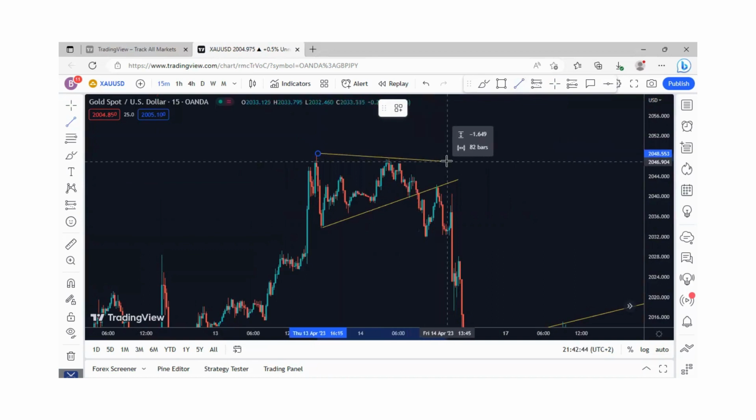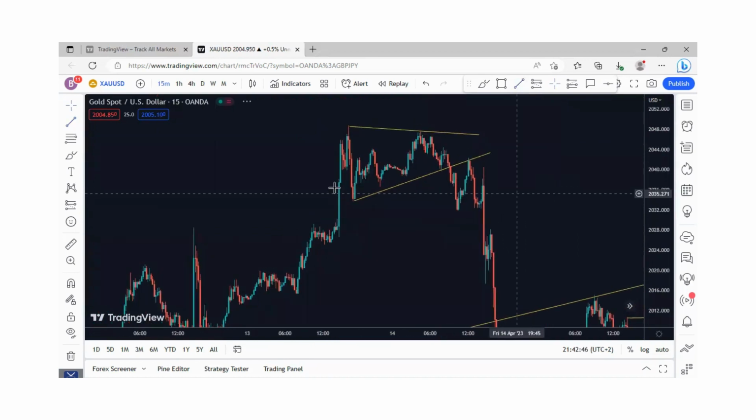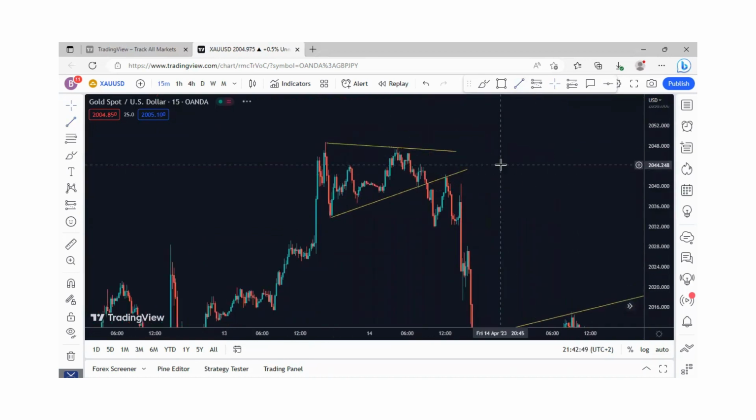Let me just do this. So you can see that this is a reversal pattern. So in order for me to get in the trade, I'm waiting for it to break, then come for a retest, then go down with it.